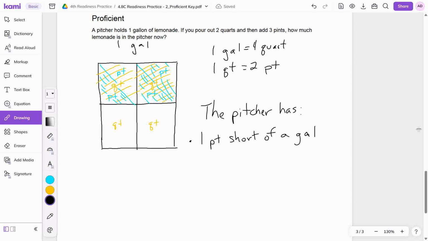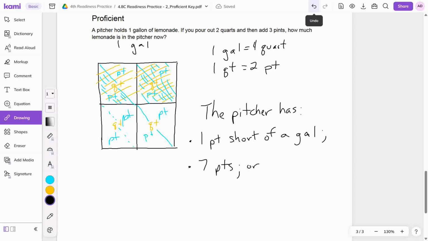If we can think of all of these here as pints, right? This is a pint, and this is a pint. This is a pint. This is a pint. There's 1, 2, 3, 4, 5, 6, 7, 8 pints in a gallon. So we can also say it has 7 pints, because that's kind of the smallest unit of measure that we're using here is pints. So we can also say it has 7 pints.